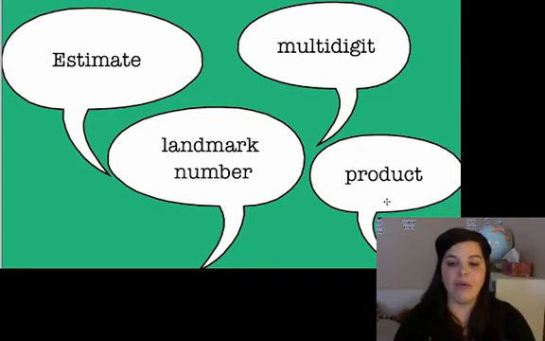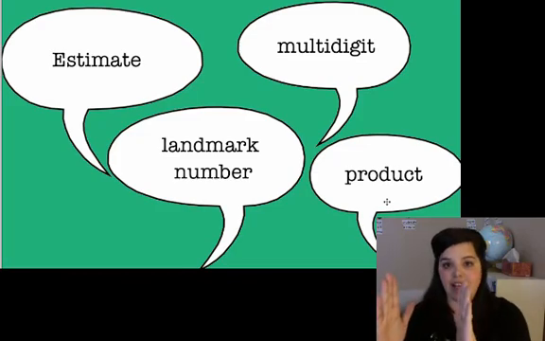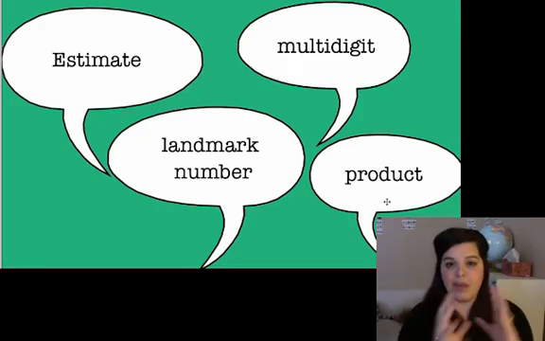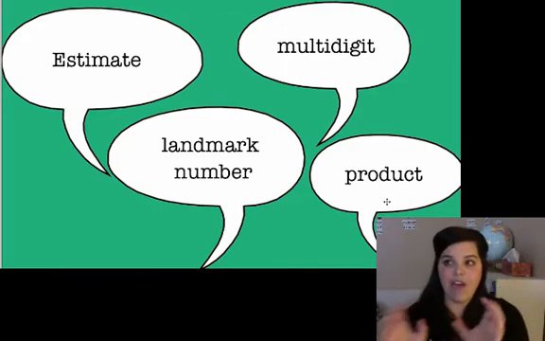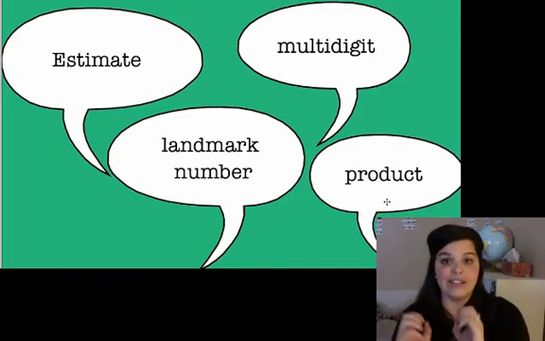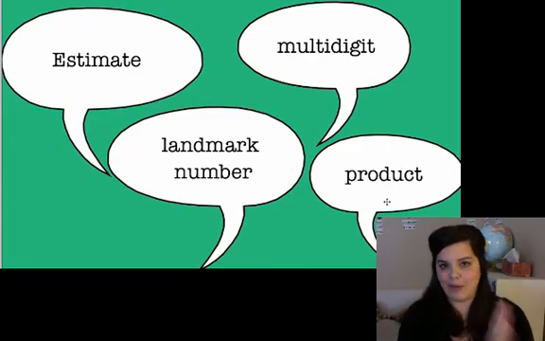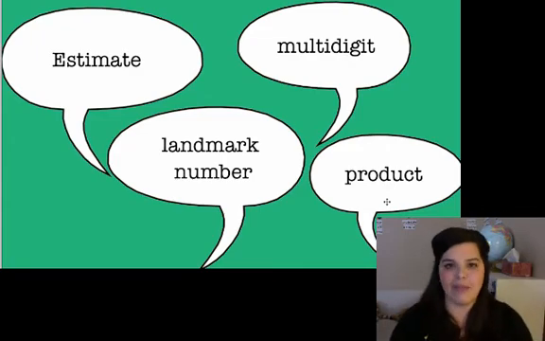And then finally, a product. A product is the answer you get when you multiply. So think about a multiplication sentence. You have a factor times a factor. Remember, those are the numbers that we call when we multiply together. And then we get a product. Well, factor sounds like the word factories. So what do factories make? Products. Something to help you remember.